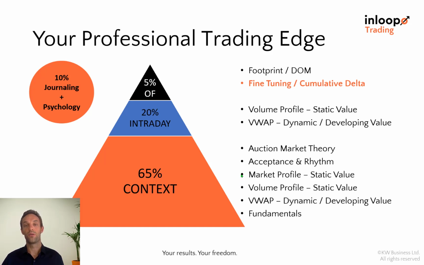For example, from my point of view, the most important thing is the context analysis. There you need to know what auction market theory is. You need to know how to determine the rhythm and the acceptance of the market, how to use market profile, volume profile, the VWAP, and very important, also how to read the fundamentals of your underlying. Then 20% of your strategy might be the intraday dynamics, like volume profile within the day. Then, as mentioned, the final piece of the mountain is footprint analysis, for example order flow analysis on the depth of market, like footprint, or of course cumulative delta. And then another 10% is journaling, mindset, trading psychology, and so on.